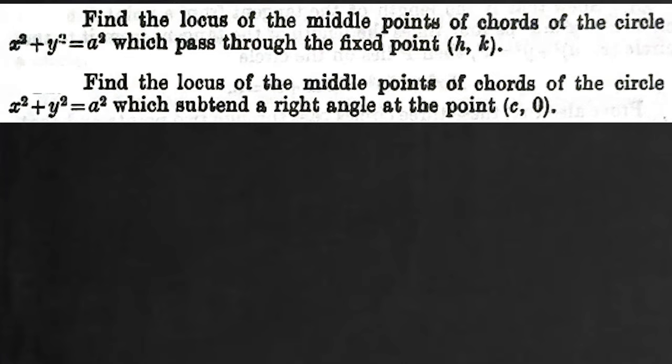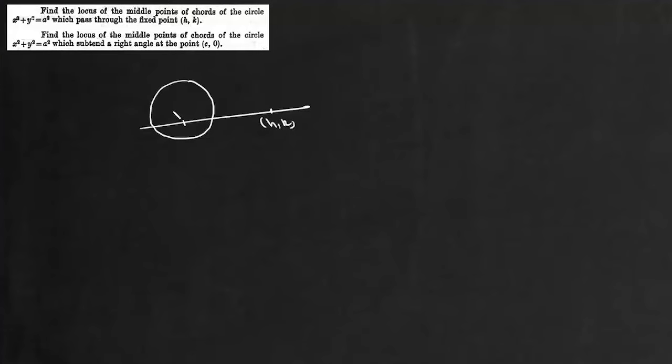Now here the question is, find the locus of midpoints of all chords of the circle x square plus y square minus a square which pass through fixed point h comma k. Now this is a locus problem. We have to find the locus of the midpoint. Now let this point be alpha beta.